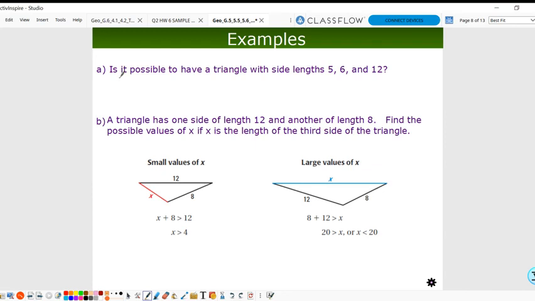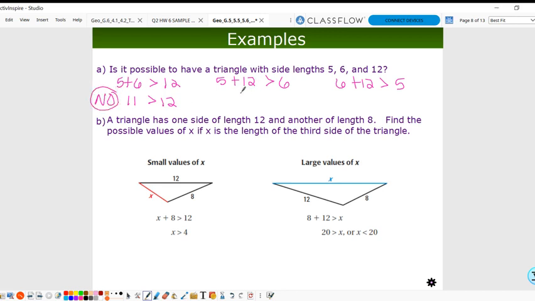Well, let's see. If I have 5 plus 6, it should be greater than 12. If I add 5 plus 12, it should be greater than 6. If I add 6 plus 12, it should be greater than 5. So we'll go ahead and check. 5 plus 6 is 11. Is that greater than 12? No.